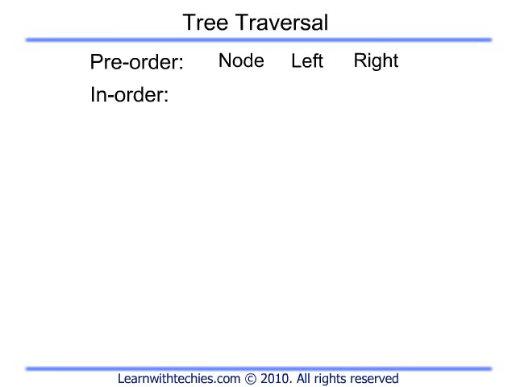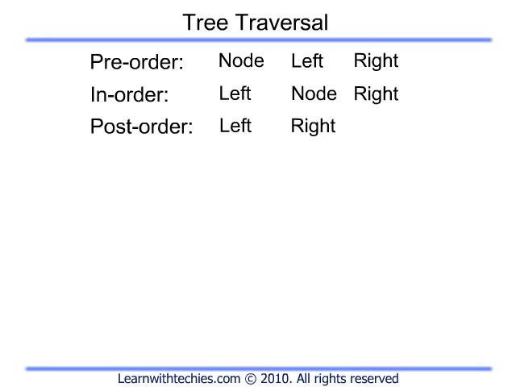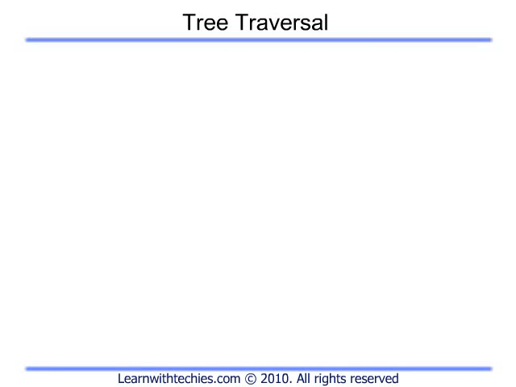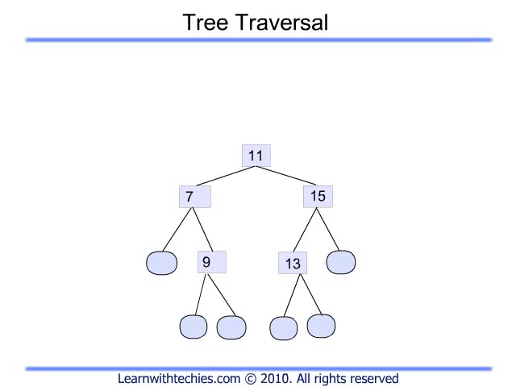respectively. In in-order traversal, the left subtree is traversed first, then the root of the tree and finally the right subtree. In post-order traversal, the left subtree is traversed first, then the right subtree and then the root of the tree is visited. Let's see each using a sample example.